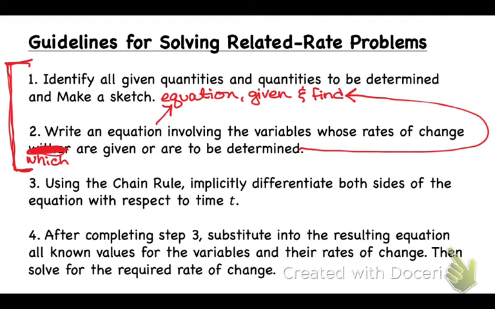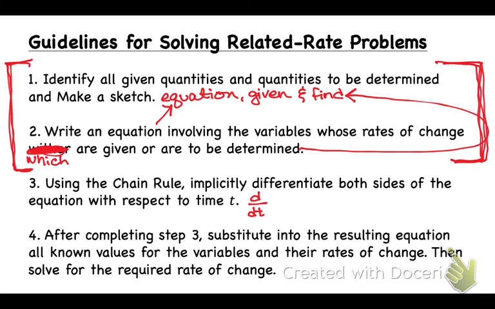Okay, using the chain rule, implicitly differentiate both sides of the equation with respect to time. That was what? dt. After completing step 3, substitute into the resulting equation all known values of the variables and their rates of change. Then solve for the required rate of change. Did we do all those steps? Yep. We basically did a 3-step process. They have it in 4, because I don't know why you would make 1 and 2 separate things. That seems like a lot of work to me. Means like you're double working, aren't you?